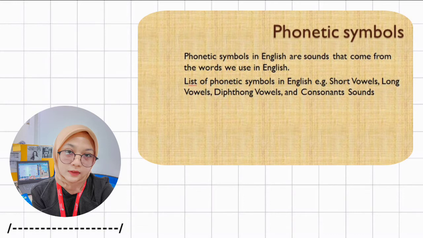Phonetic symbols. Phonetic symbols in English are sounds that come from the words we use in English. Here is a list of phonetic symbols in English: short vowels, long vowels, diphthong vowels, and consonant sounds. Short vowels are vowel sounds that are pronounced in a short form. For example, the symbol u is almost similar to the word in Indonesian like uang.